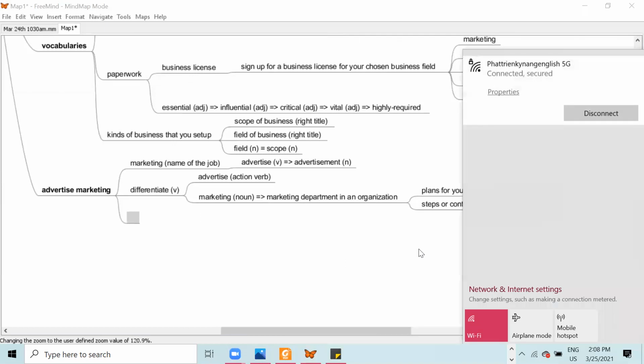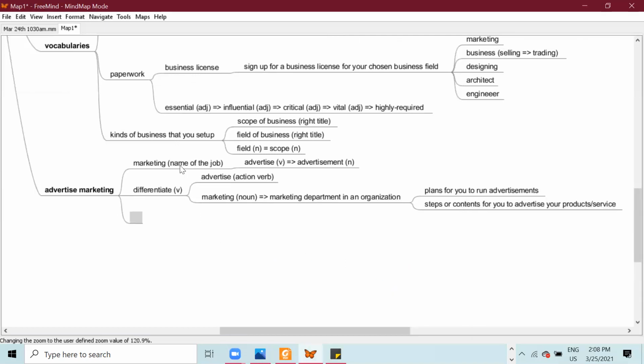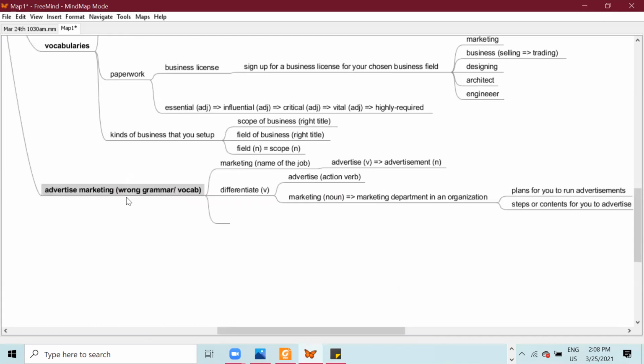Okay, so here, I want you to pay attention like this. This way, advertise marketing, this is the wrong grammar, wrong vocabulary, everything is wrong in this way. We don't use advertise for marketing because marketing is marketing. Marketing is the name of the job, or the name of a department, and advertise is an action verb. So this is the difference.